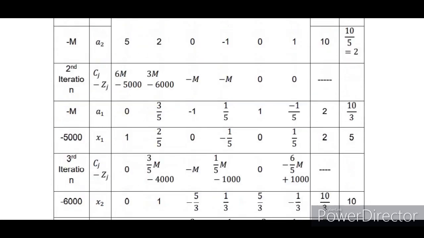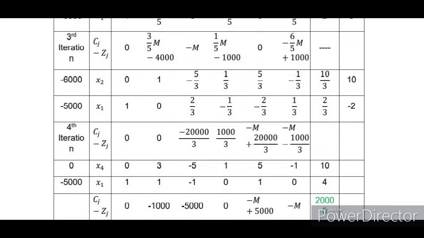So let's go to the third and fourth iteration. For the fourth iteration, you notice that we have replaced the x sub 2 row with x sub 4. So how did we do that again? Since our pivot element here is 1/3, we will divide all the elements in the previous row of x sub 2, which is in the third iteration, by it.